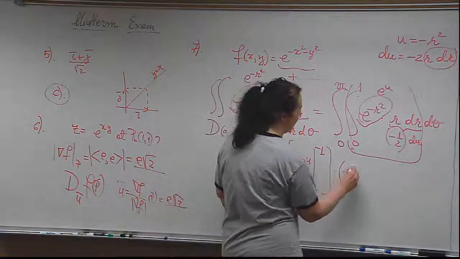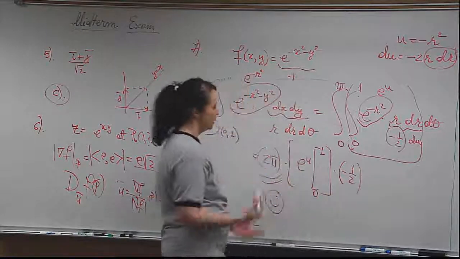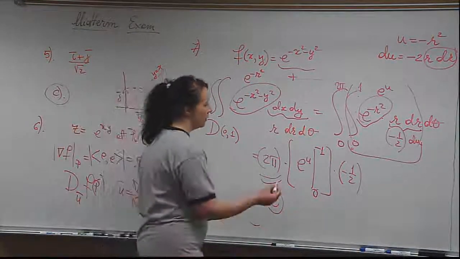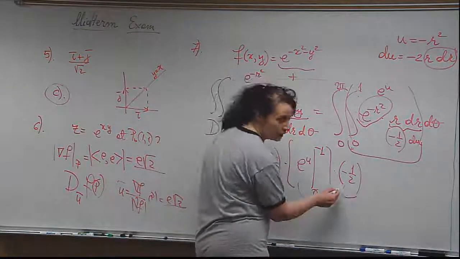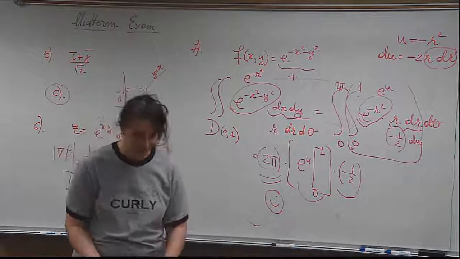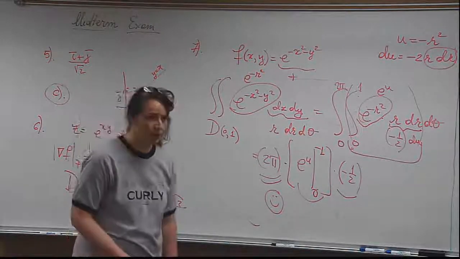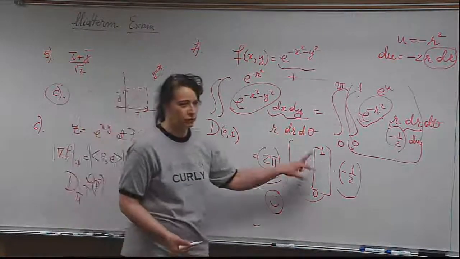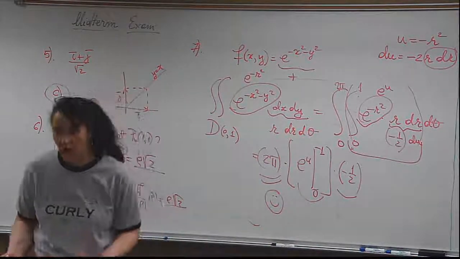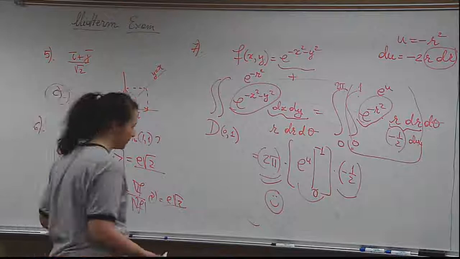Times minus a half. That you will have to be careful about. Why? Because there will be a minus from here and a minus from here. In the end, the answer will be positive, and that reminded me of that silly plumber joke when you don't pay attention to the limits of integration, and you can get a minus volume or a minus area.